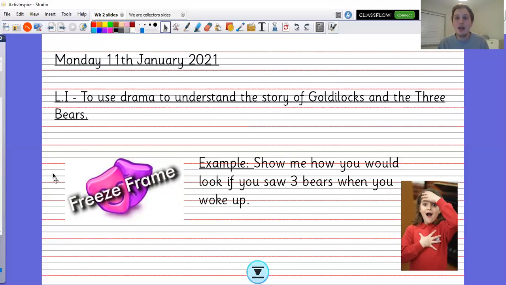So maybe you could have a little play around now with the people at home, showing me some freeze frames from the story. You could freeze eating from one of the bowls of porridge. You could freeze on the chair, one of the chairs, or you could freeze being one of the bears. Have a go with some freeze frames at home as well.